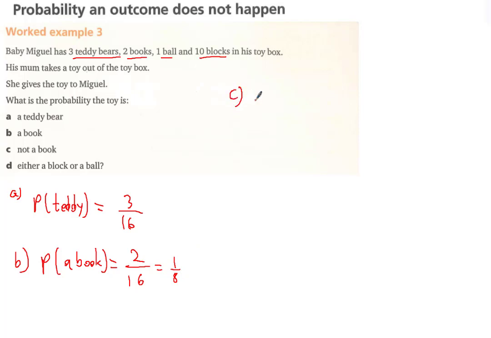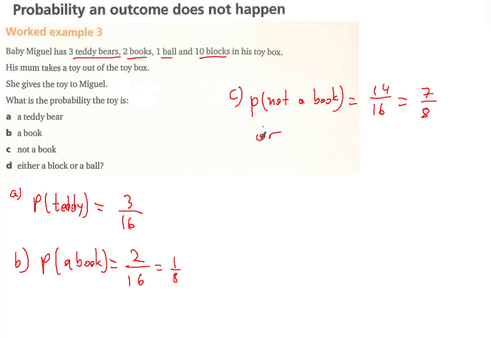Under C, not a book. All right, now we can use the previous formula. Probability of not being a book is, well, we can do it both ways. We can just count how many elements are not books. In this case, there are 3, 1, and 10, which is 14 not books over 16. After simplifying, we get 7 over 8.